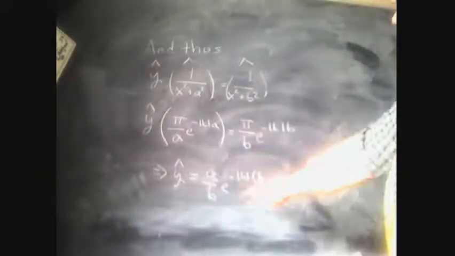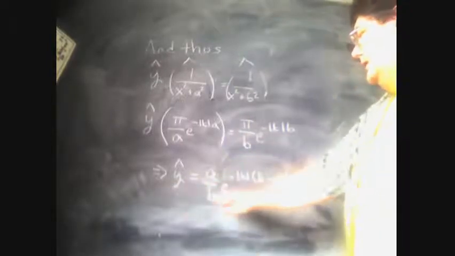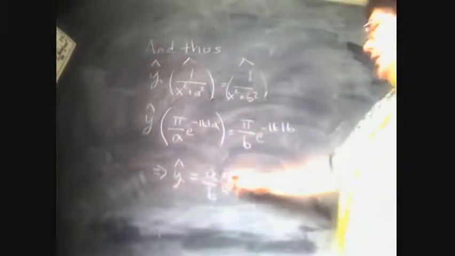So simplifying our terms, we know that our Fourier transform of y is going to be in this form, where we have a over b. So are we close to being done? We're actually pretty close.